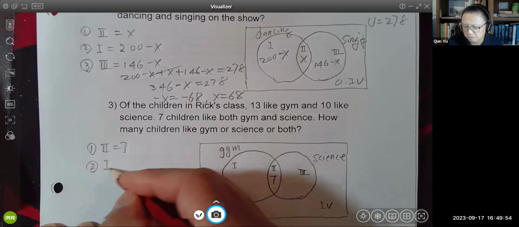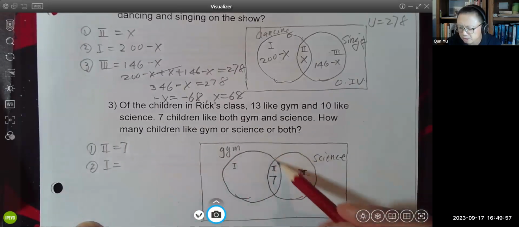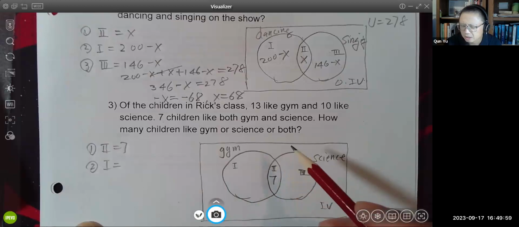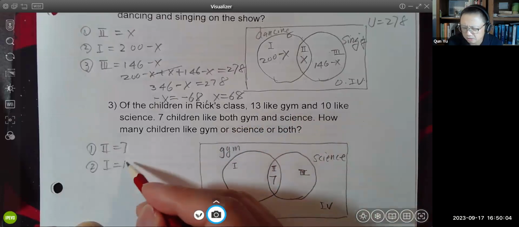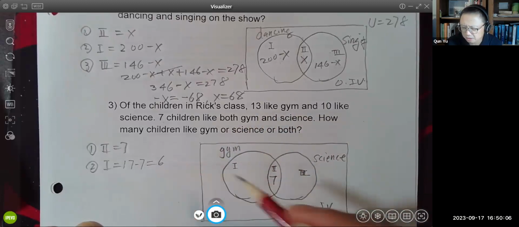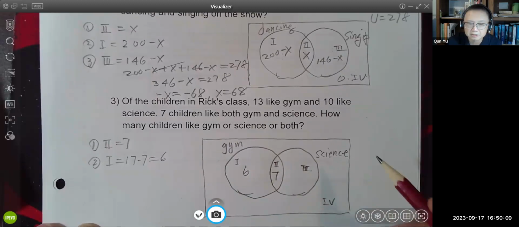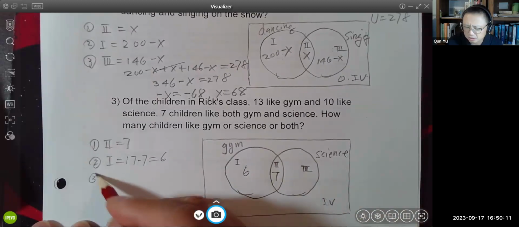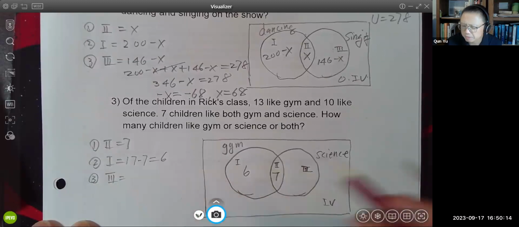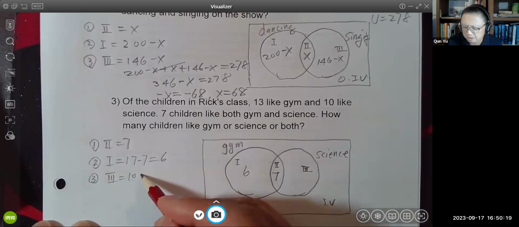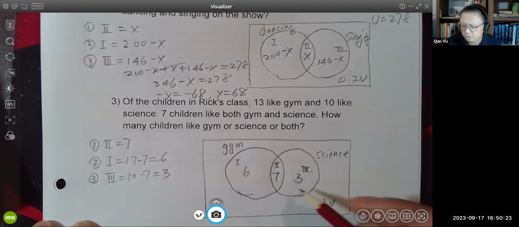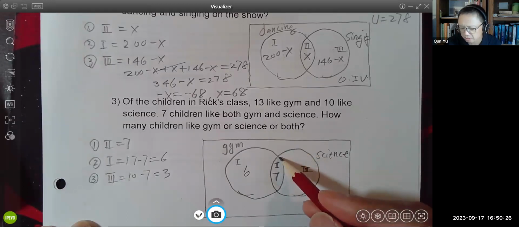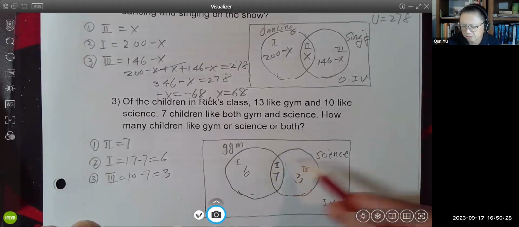Now look at region number 1. Because the gym circle subtract 7. How many people like gym? 13. So this is 13 minus 7, which is 6. Region 1 has 6 children in there. And region number 3, how many people like science? For the whole science circle, we have 10. So 10 minus 7 equals 3. So 3 is in region 3, which represents children who only like science.